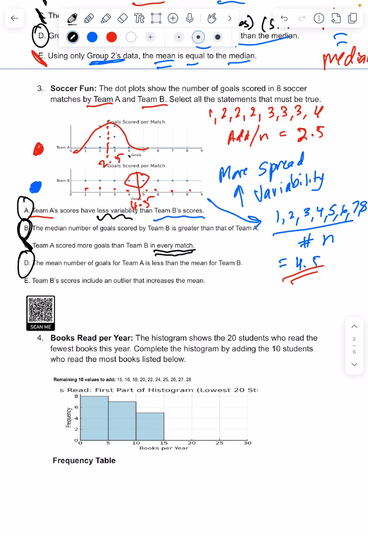And then lastly, Team B scores include an outlier that increases the mean. Well, let's check. Does it even have an outlier? Let's check that out first before we say yes or no, it impacts something, right? So in this case, for Team B, that is blue. Again, we have this uniform approach, but there are really no outliers. I don't see anything outside of that, right? It's just kind of uniform. So no, in this case there's not even an outlier for me to look at. So the only answers were A, B, and D.